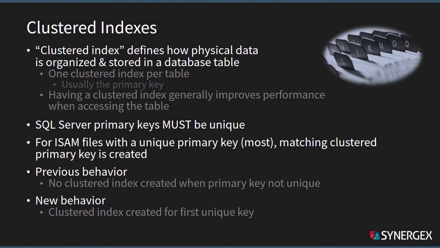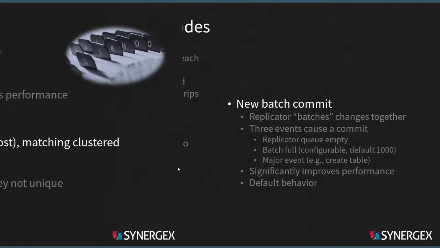There's another little change that we made to do with clustered indexes. Clustered indexes in SQL Server define how the physical data is organized and stored in a database. For SQL Server, essentially primary keys must be unique. So if we were replicating based on an alternate key, so if the primary key was not unique, we were not taking advantage of making any clustered indexes. Now we do. So if we defer down to a second or third or fourth alternate key, because that's the unique one that we use to synchronize the file with the database, we make that key a clustered key, which again is resulting in better read performance in most cases.